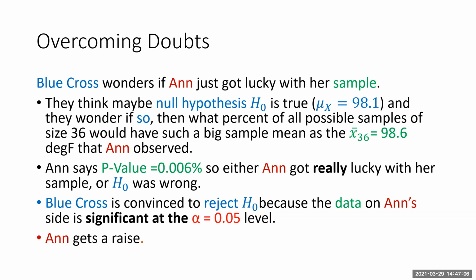And because the p-value is smaller than the significance level, p-value is less than alpha, that's when you reject the null hypothesis. So Blue Cross is convinced that this evidence is significant. And Anne gets a raise. Okay.